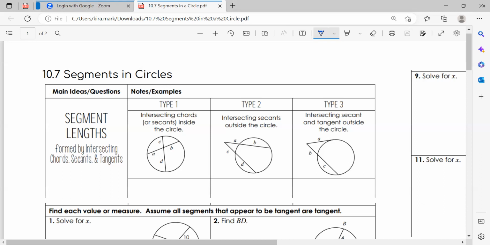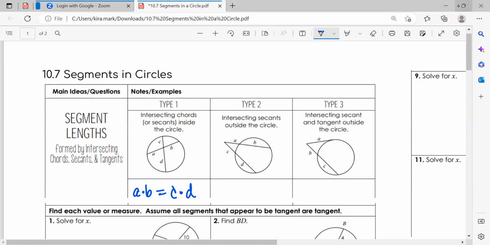So that's made by chords or secants. And so we're going to do the two parts, C and D, and A and B. So A times B is equal to C times D. So it's part times part.